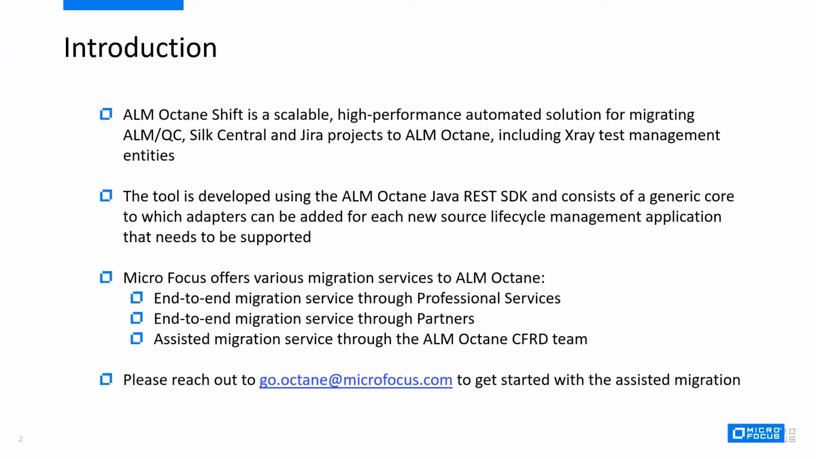As an introduction, ALM Octane SHIFT is a scalable, high-performance automated solution to migrate data from different applications such as ALM QC, Field Central, and Jira, and it also includes X-ray test management entities from Jira. The tool is developed using the ALM Octane Java REST SDK, and it consists of a generic core to which adapters can be added to support a new lifecycle management application.